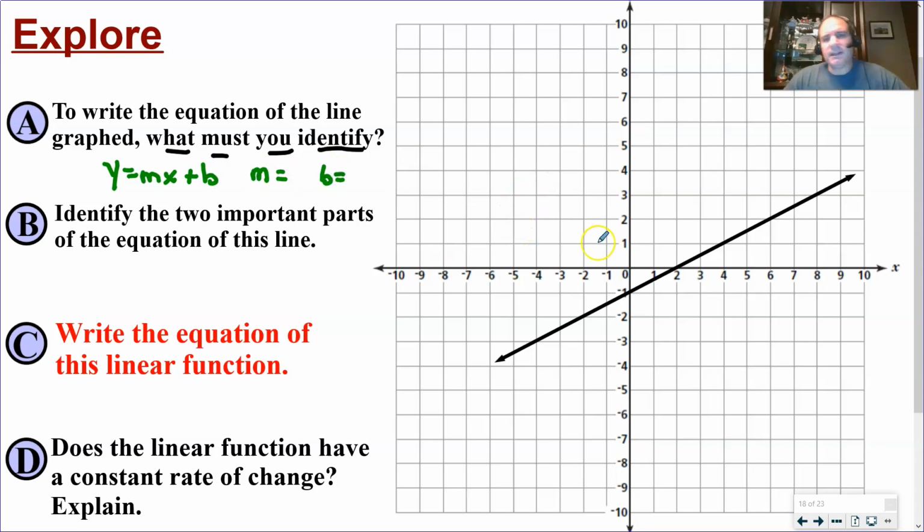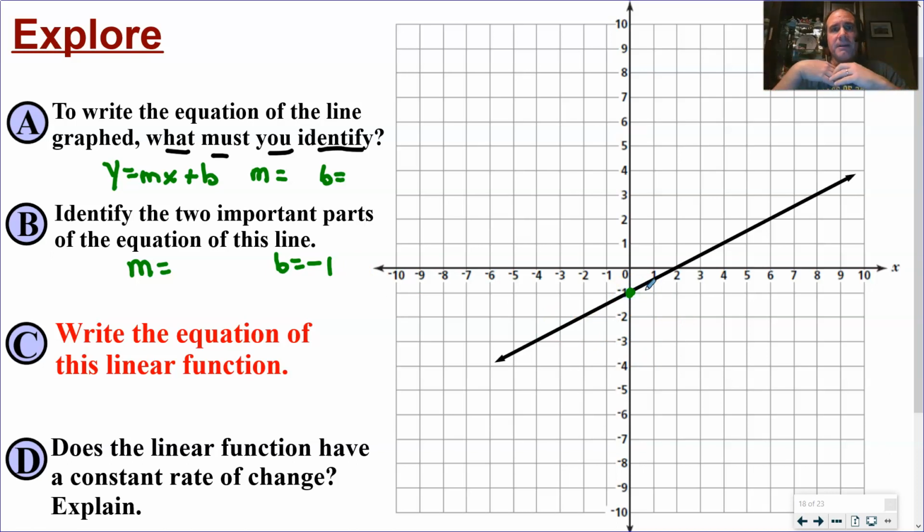Well, I'm looking at this line right now and I can see what the b is. So I am going to put m here and b here. And b is right here. It's the y-intercept. What is my y-intercept? Yes, if you said -1, you are correct. That's the y-intercept. And I'm going to use this point.